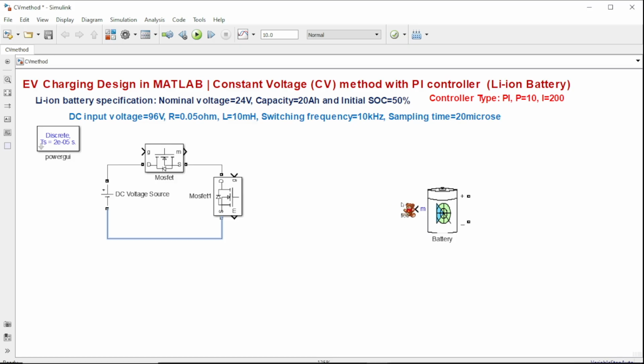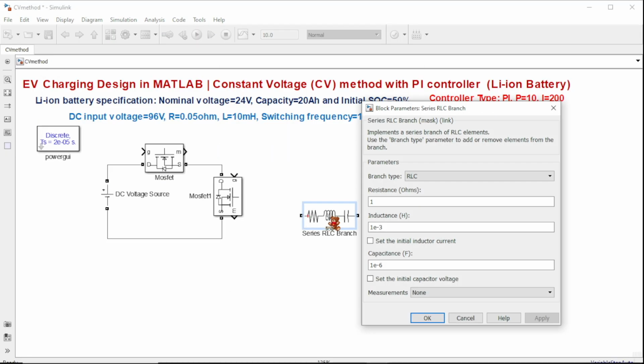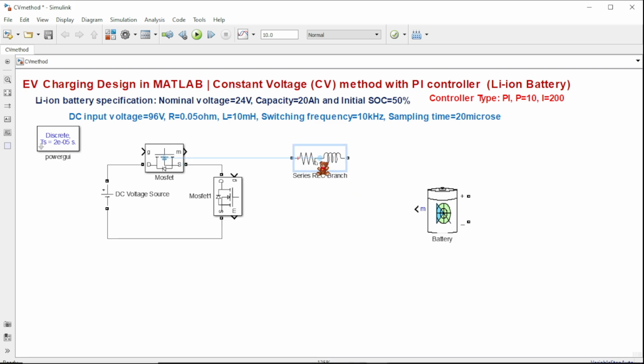Now I have to connect the R and L branch. For that I am using series RLC branch. So here I am selecting R and L. So here we consider the resistance as 0.05 ohm and the inductance is 10 millihenry. So 10 e to the power minus 3. Now just apply it. Now I am connecting this and it is connected to the battery.